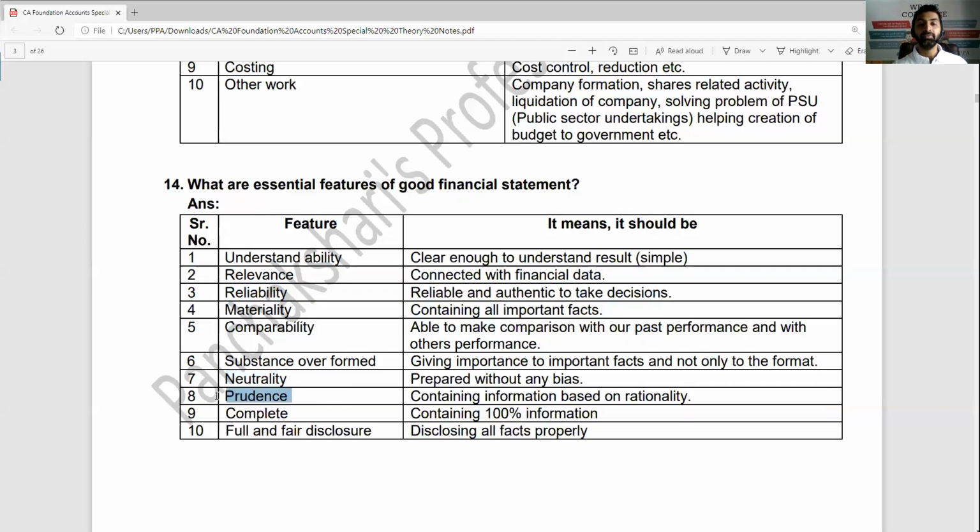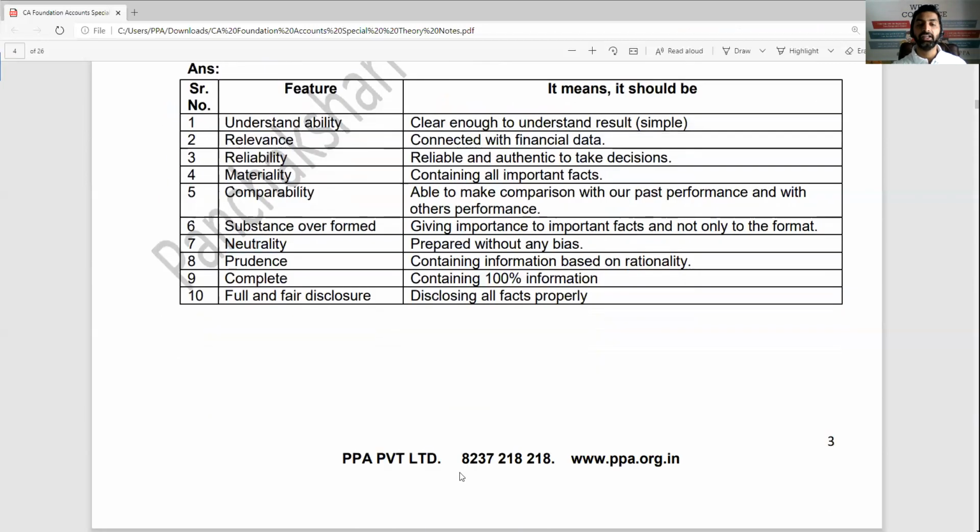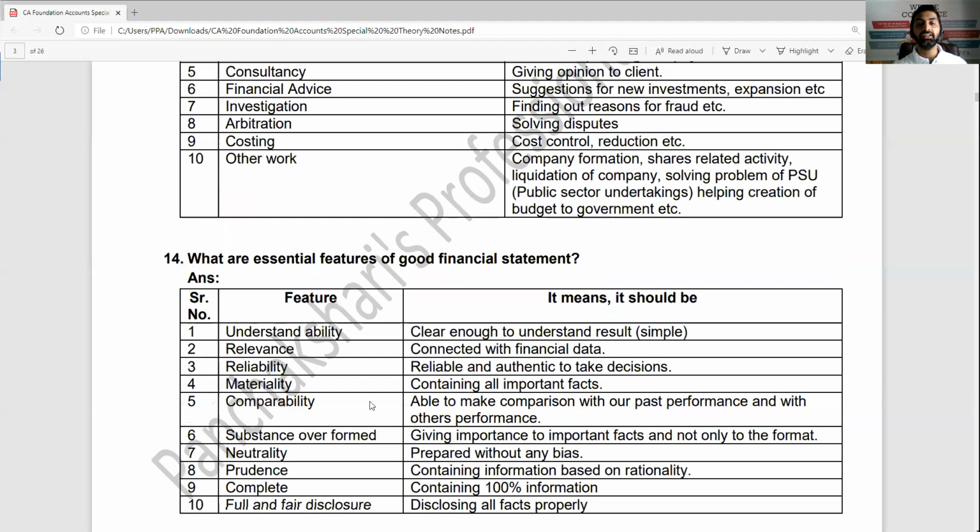Prudence, rationality. Whenever the financial statements are prepared, it should be rationally acceptable. Complete. It should give you complete information. If it is incomplete, it is of no use. Full and fair disclosure. Whatever information is available should be properly disclosed. Then only if all these 10 things, 10 guidelines, 10 features are followed, then it will be a good financial statement. So this was all about the first 14 short notes, and this is our first video exclusively for foundation level, covering all the aspects of accounting.